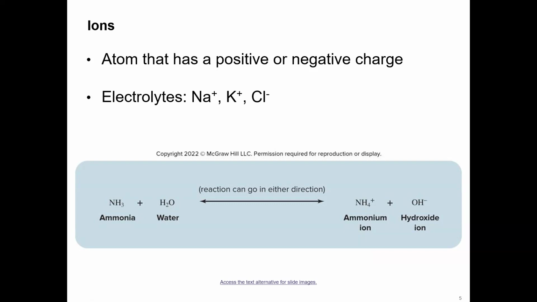As far as ions go, sometimes you'll see the term cation associated with positive ions, and sometimes you'll see the term anion associated with negative ions. A lot of times you see this word, especially in nutrition, electrolytes, and that's just a biochemical term associated with ions. Instead of just referring to these as ions, it refers to these charged atoms as electrolytes.